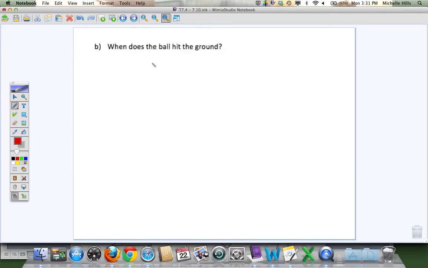The next one, when does the ball hit the ground? Well, when it hits the ground, the height equals 0. So 0 for the height equals negative 4.9 t squared. t is still the variable. I'm trying to find t. So it's actually when h of t equals 0, plus 200.